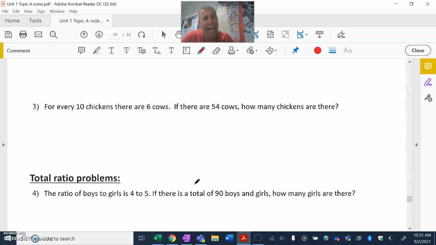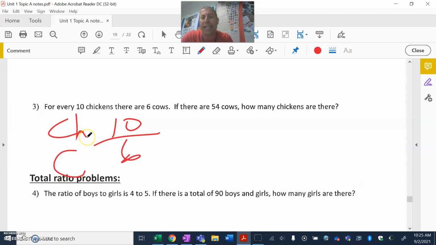I need chickens and cows, people. I don't need elephants. So put my 10 down. Put my 6 down. Keep it in order. C for chickens and C for cows. So I'll do a CH for a chicken there. And cows doesn't take a lot to write out, so I'll go ahead and write it out. So again, make sure you understand what you're talking about.